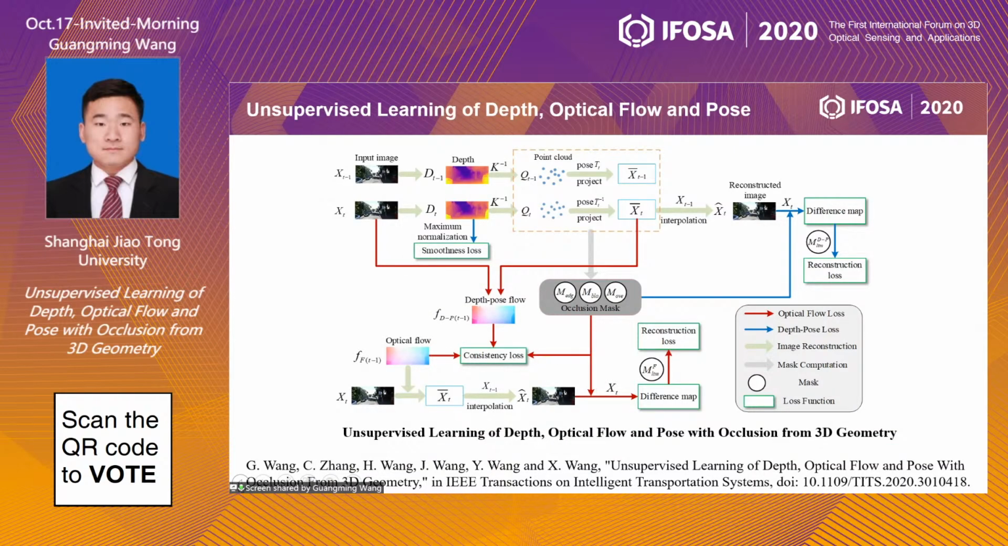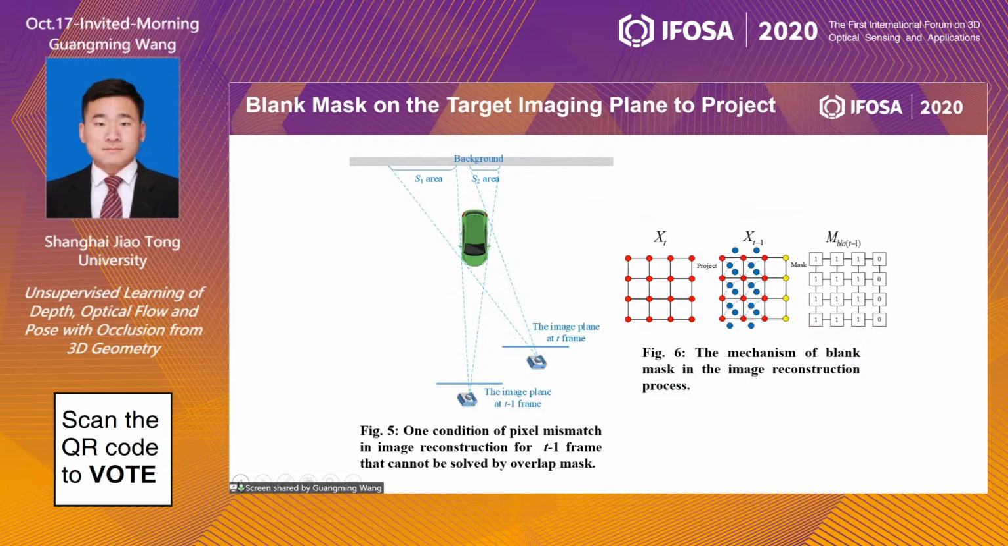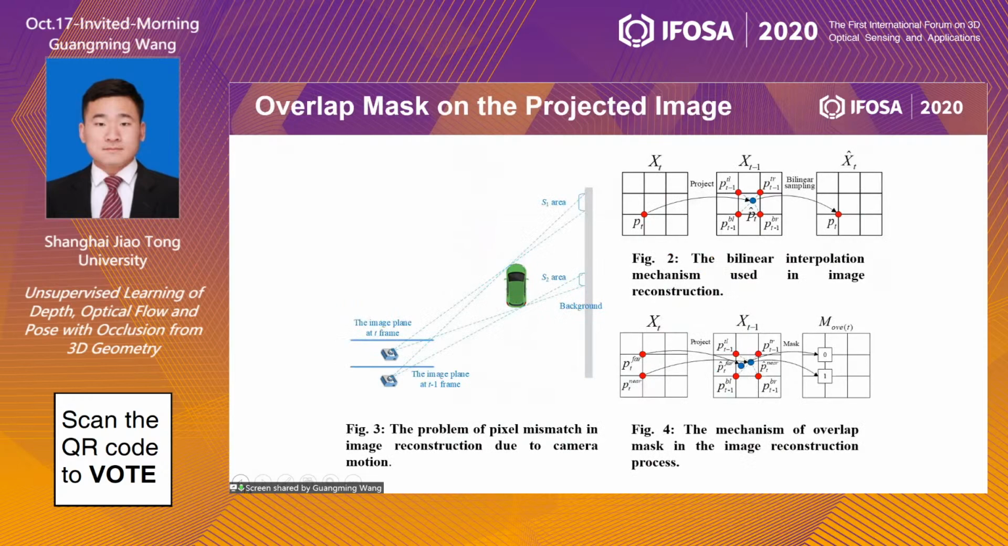We designed the mask, but the calculation process is in the training process. When the network is training, we can get the depth and the pose. Then we use the estimated depth and the pose to calculate the mask. That is manual calculating.